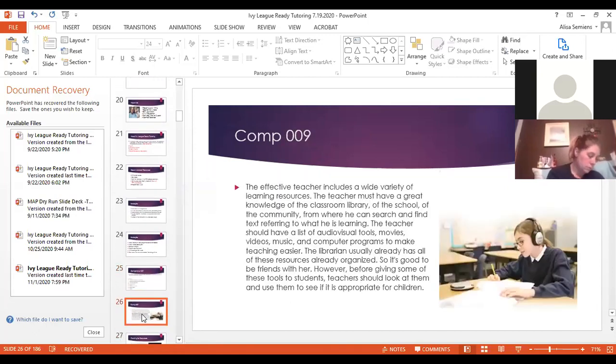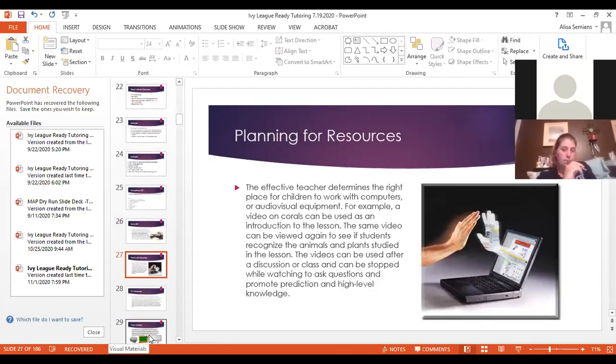All right, so knowing the effective teacher includes a wide variety of learning resources. The teacher needs to have an idea of the classroom library so they can search and find text referring to what he or she is learning. The teacher should also have a list of audiovisual tools, movies, videos, music, and computer programs to make teaching easier, right? The effective teacher determines the right place for children to work with computers or audiovisual equipment.